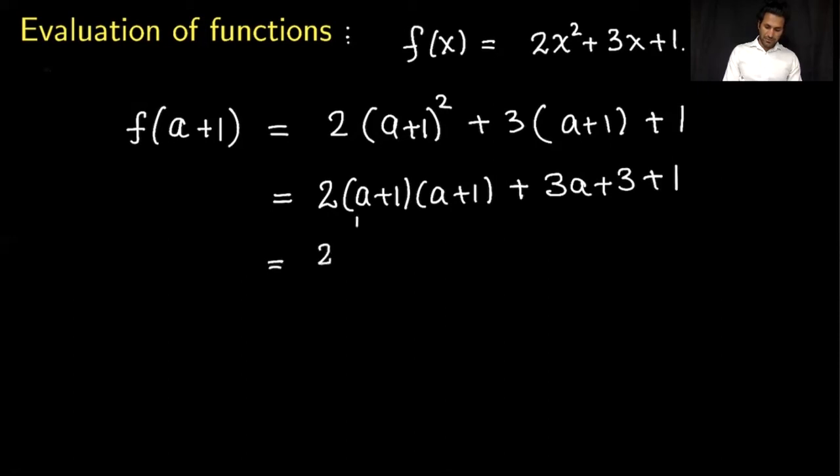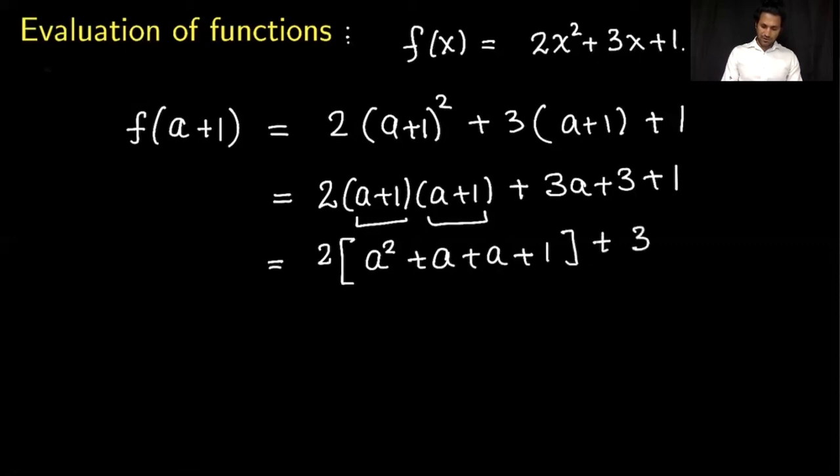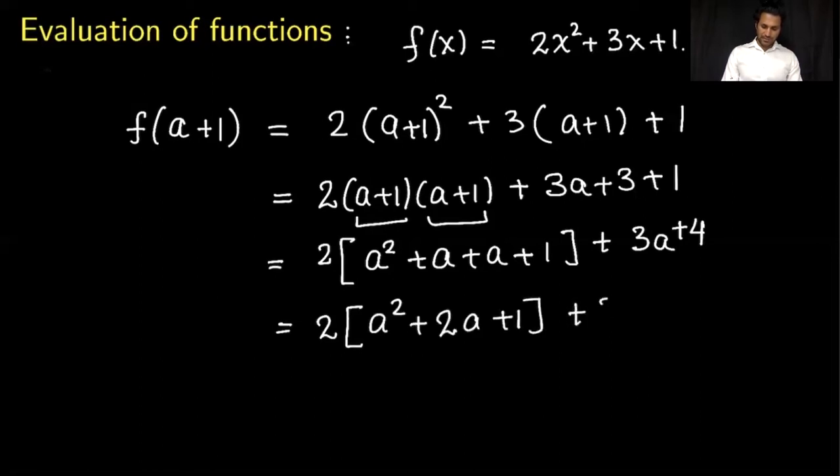I can use the FOIL method on these two factors, which are a plus 1, to FOIL them out. It is going to be a times a squared, then a plus 1 times 1, parenthesis closed. This will be a 3, and 3 plus 1 is 4. So this is a 2 outside, and inside the parentheses a squared plus 2a plus 1, and this is 3a plus 4. Now I will FOIL the parentheses. It gives me a squared. I'm distributing 2 inside the parentheses.